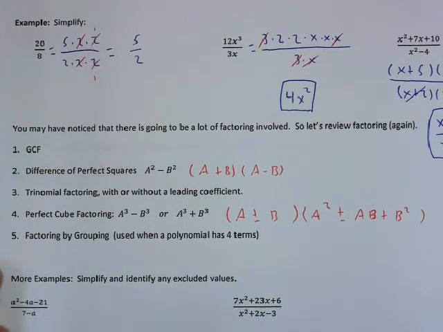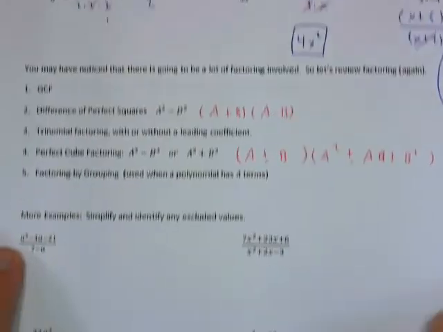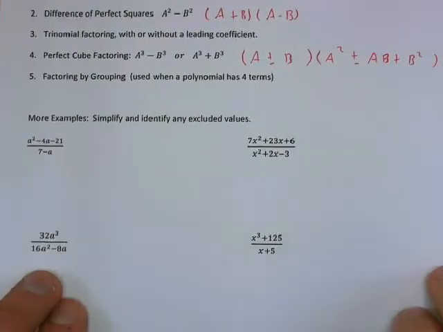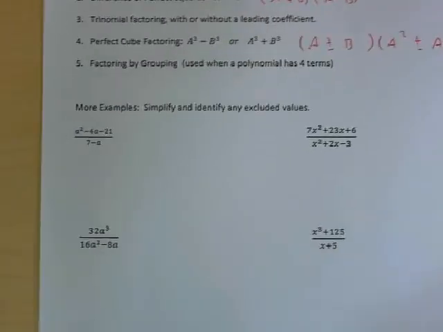Okay, so we'll use that occasionally, and then factoring by grouping is what we use when our polynomial has 4 terms. Okay, all right, let's look at some more examples. Pretty much just going to practice some of this stuff. Let me zoom back in so we can see the problems clearly.